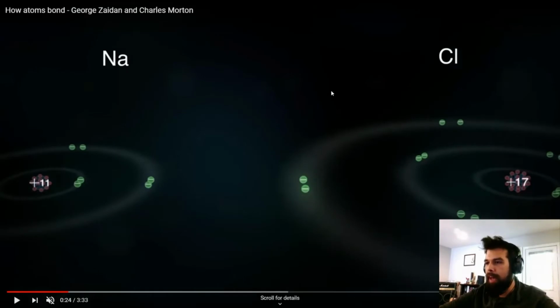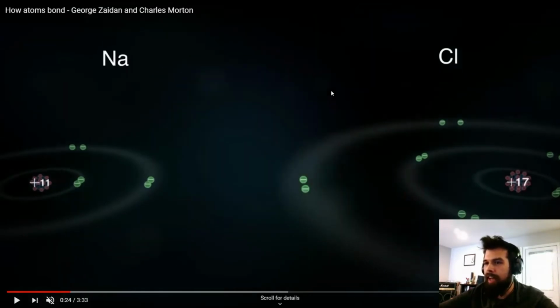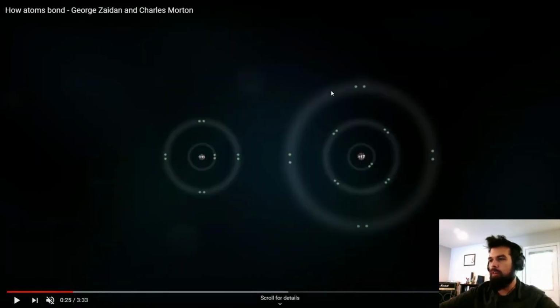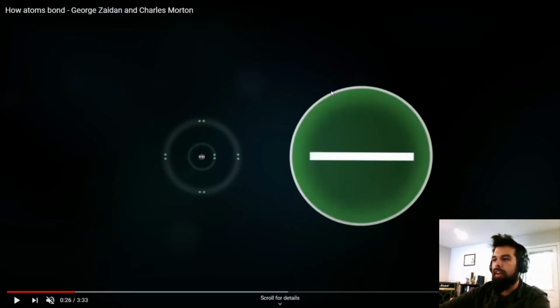Okay, let's skip ahead a little bit and see what happens as a result of that. Now this chlorine has 18 electrons. It's negatively charged. This sodium has too few electrons. It should have 11 and it only has 10, so it becomes positively charged.